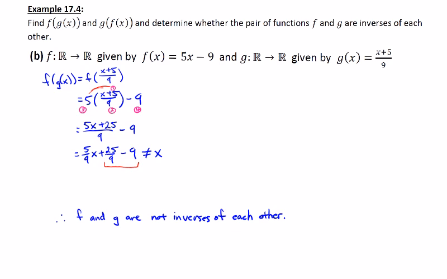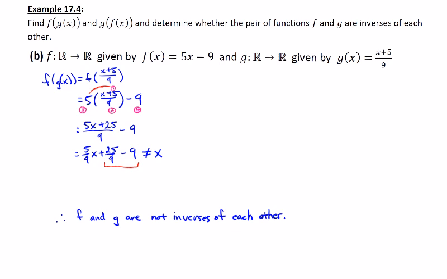So it's important to note that it takes two special functions with the right operations in the right orders to be able to be inverses of each other. You can't just randomly select two functions and expect them to be inverses. The chances are very unlikely.